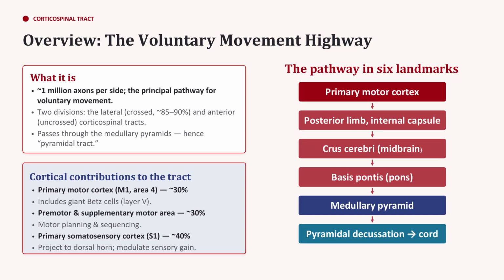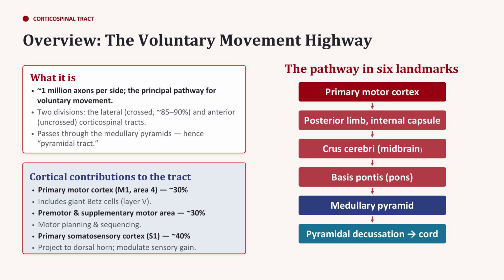The corticospinal tract carries on the order of 1,000,000 axons on each side and is the principal substrate for voluntary movement. Two facts to fix immediately. It splits into a lateral division that crosses about 85 to 90% of fibers, and a small anterior division that stays uncrossed, and it earns the name pyramidal because it travels through the pyramids on the ventral surface of the medulla.